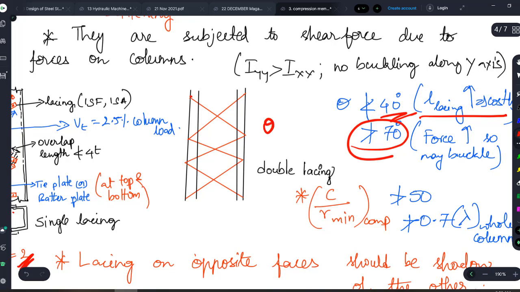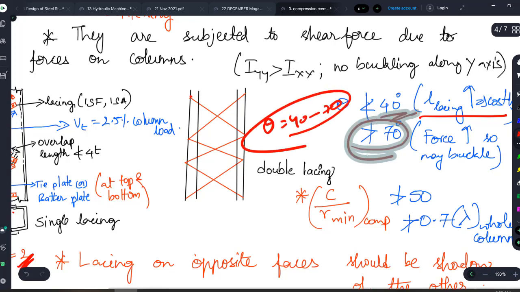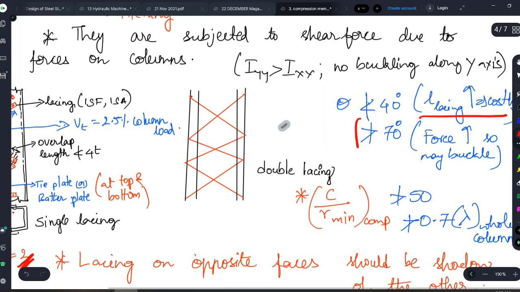So my range of theta is 40 to 70 degrees. So very important bit, please do remember this. Okay, I will prove it to you. We will also solve a problem to see why we are not keeping it more than 70 degrees.